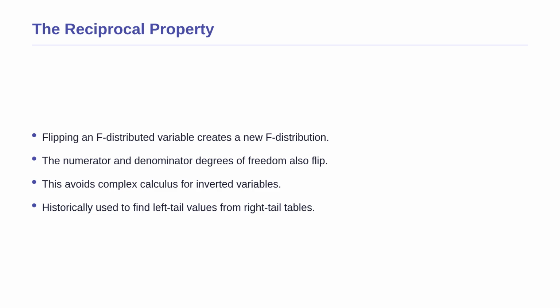It states that if you flip an F-distributed fraction upside down, it creates a brand new F-distribution. But here is the magic part. The degrees of freedom also flip. The old numerator becomes the new denominator and vice versa. Historically, this was incredibly helpful because old statistical tables only printed values for the right tail to save paper. You could just flip your numbers and look up the reverse distribution instead.